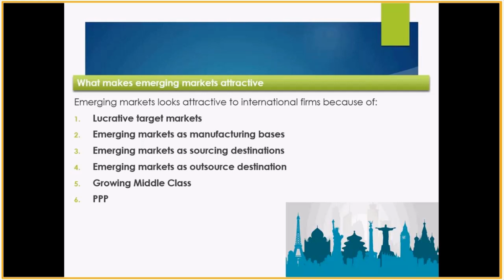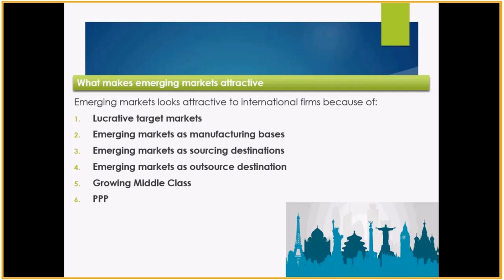Second one is emerging markets as manufacturing bases, right? So you can see a lot of companies who were located in these advanced economies started to look for cheaper factors of production, right? Because in the definition of advanced economy, it stated high per capita income, which means that the local wage rate is going to be high, right? So the labor cost is going to be high, which is going to increase the cost of product for that firm.